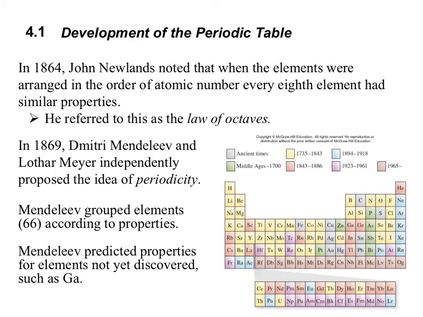Development of the periodic table. In 1864, John Newlands noted that when the elements were arranged in the order of atomic numbers, every eighth element had similar properties. He referred to this as the Law of Octaves.